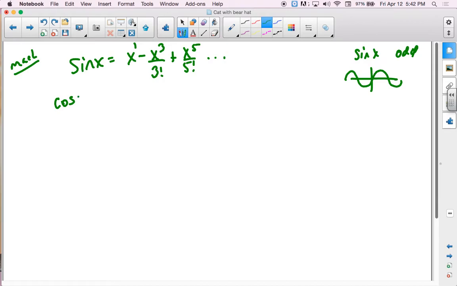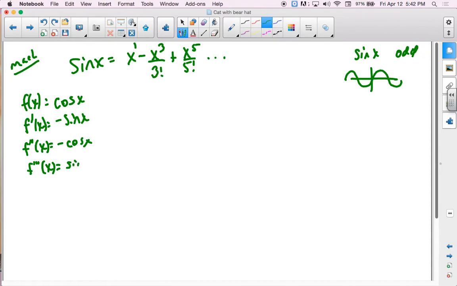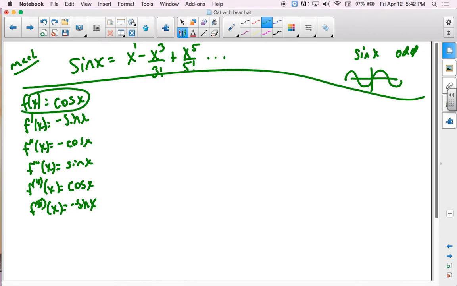Now let's write cosine. So f prime of x is equal to negative sine x. F double prime of x is equal to negative cosine x. F triple prime of x is equal to sine x. Fourth derivative at x is equal to cosine x. Fifth derivative at x is equal to negative sine x. If I centered this one, f of x equals cosine x, at 0, it's a Taylor series centered at 0, or I could just say Maclaurin series.